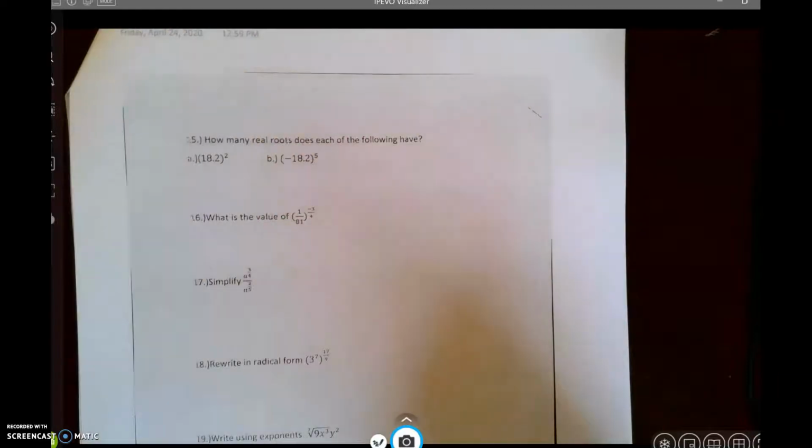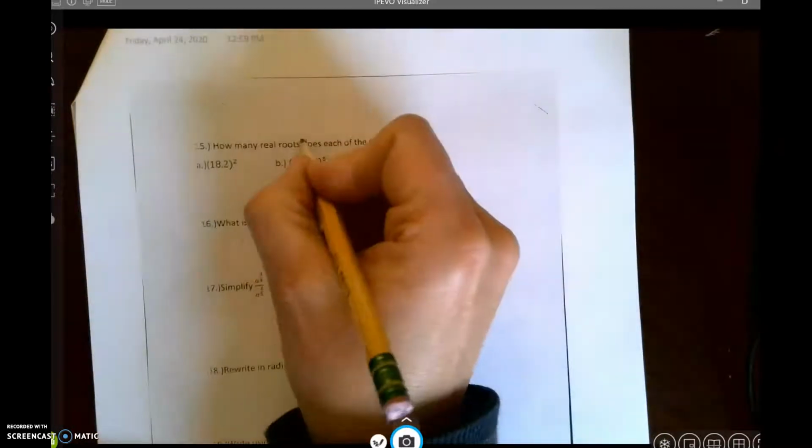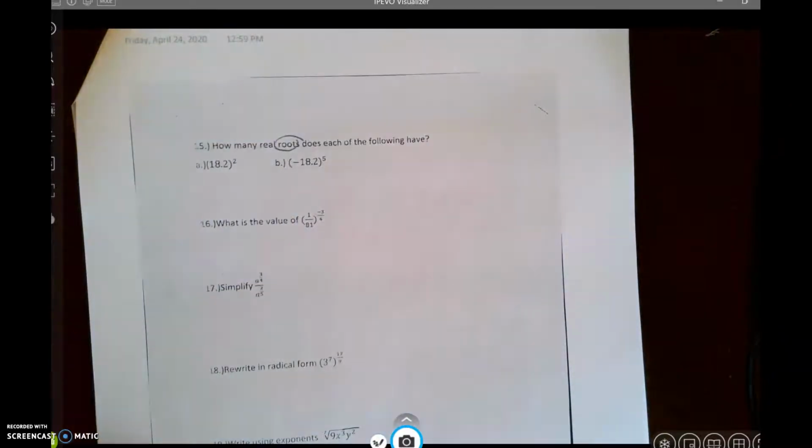So we're on page 4 of the chapter 9 practice test. We're going to be skipping number 20. Number 19, this radical was supposed to go over all of it. It looks like it didn't, a printing of it. Alright, number 15 says, how many real roots does each of the following have?